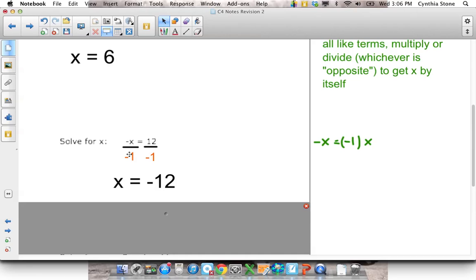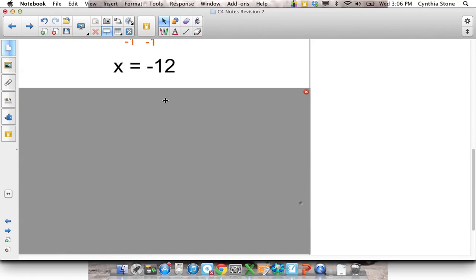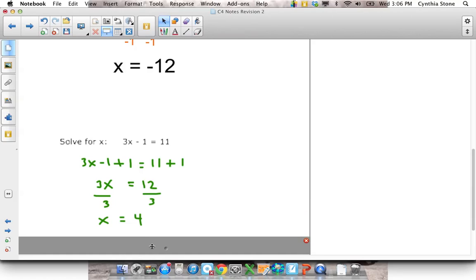Okay? This is certainly one you can do by inspection, but like I say, I find that sometimes that one throws kids off a lot. That's why I put the example in.